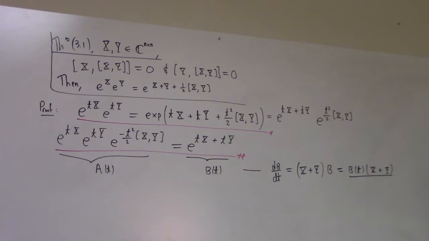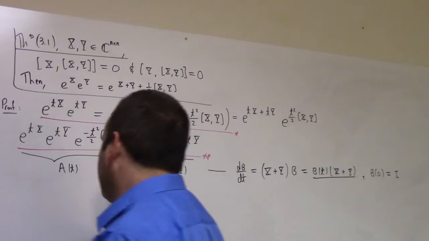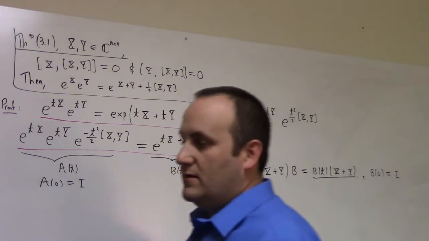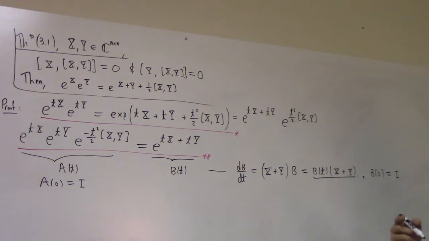What's its initial condition? What's B of 0? Right, the identity. What's A of 0? I guess it should also be that. Yeah, I think A of 0 is also the identity. So if we can show that A satisfies the same differential equation, then by existence and uniqueness of systems of differential equations, A and B are equal.